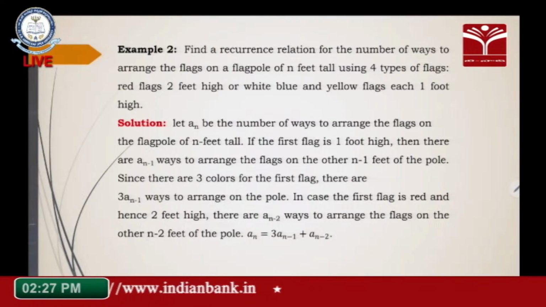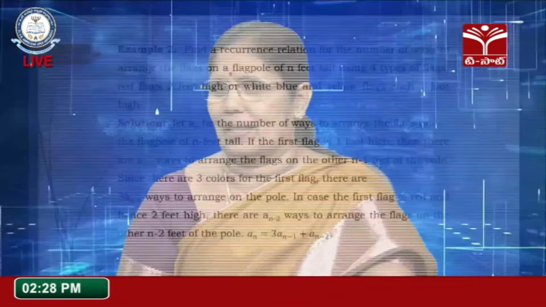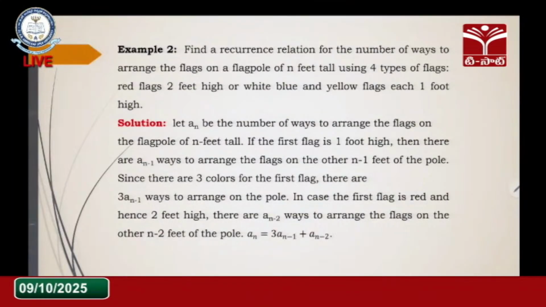We use 4 different colors, different types of flags. Suppose we keep a red flag, which is 2 feet high. White, blue and yellow flags are each 1 foot high. So, how do we find a recurrence relation for this? Let a_n be the number of ways to arrange the flags on a flag pole of n feet tall. If the first flag is 1 foot high, then there are a_(n-1) ways to arrange the remaining flags. If you want to put a red flag first, you have to take 2 feet, so the remaining n minus 2 feet you have to decorate.